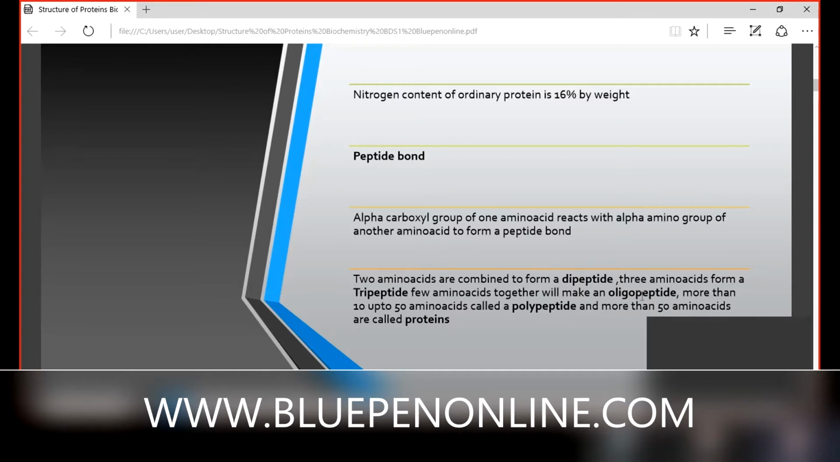Then what is meant by an oligopeptide? Oligosaccharide in the case of carbohydrate, oligopeptide in the case of protein, contains 3 to 10 residues. Then 10 to 50 amino acids are called a polypeptide. More than 50 amino acids are called proteins.